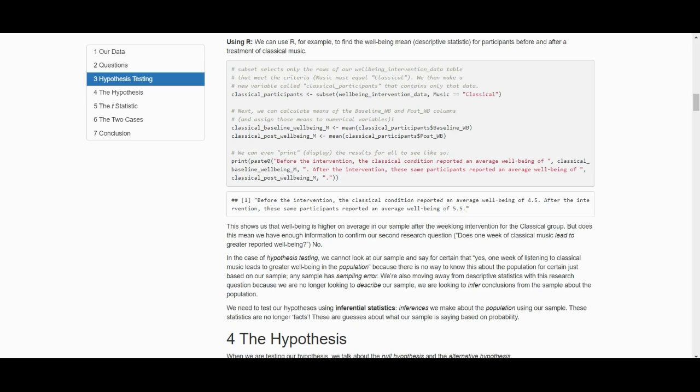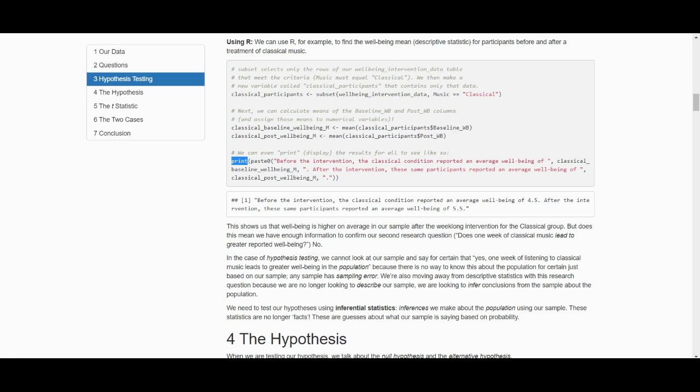Then we can use a function called mean in R, which is just to simply take the mean of a list of data, which is exactly what you would do by hand. You would add it all up. You would divide by n. This gives us a new variable that I assign to classical baseline well-being, because this is the baseline well-being average. We also have classical post well-being. This is the post-test. We can even print the results for everyone to see, like follows.